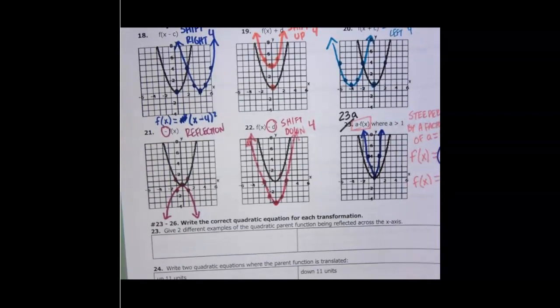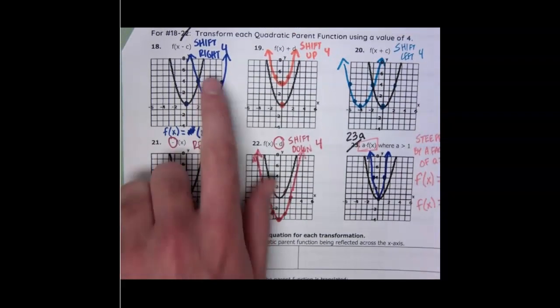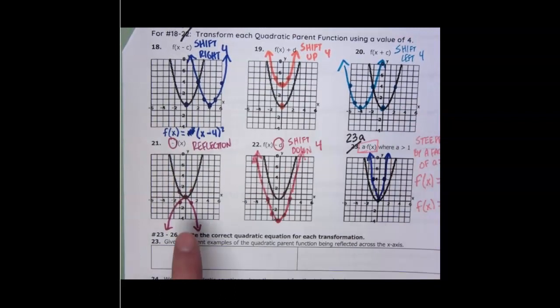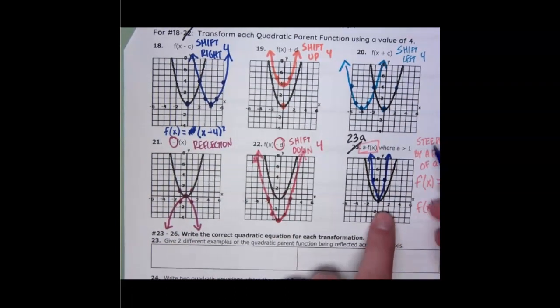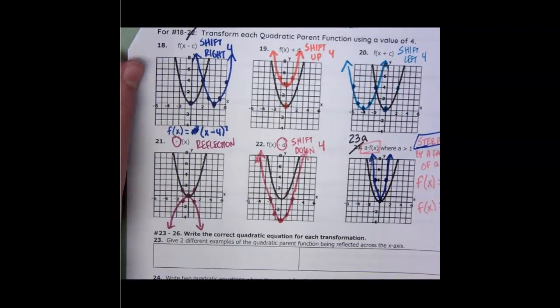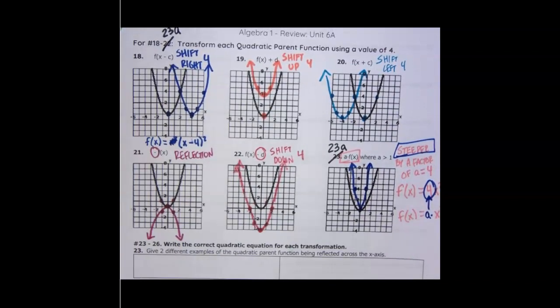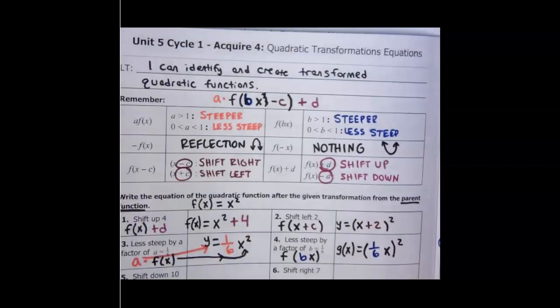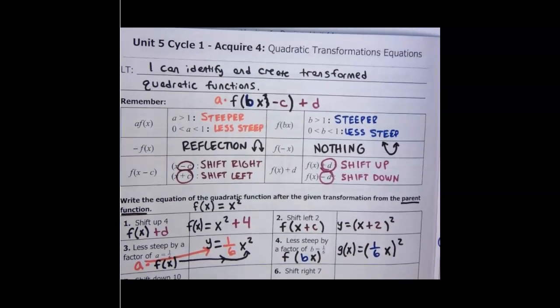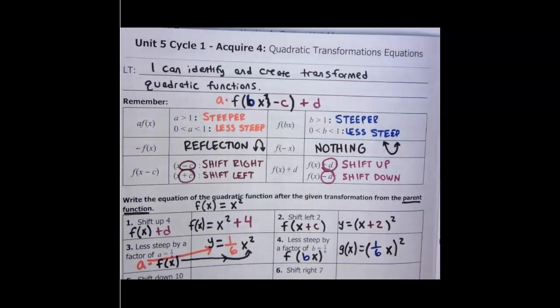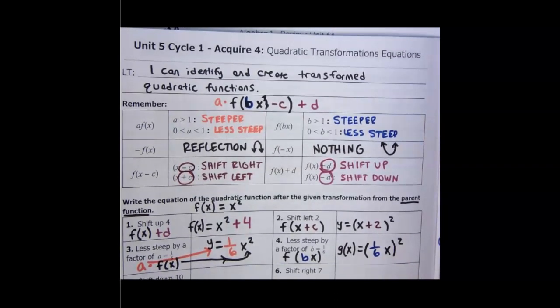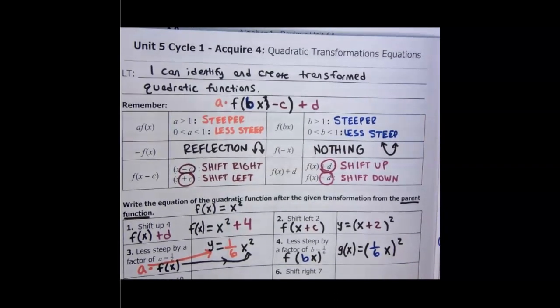So you've kind of seen everything here. You've seen a right, up, left, reflection, down, and then this was steeper specifically, right? So that about covers it. Basically, what it comes down to is using your rules from Acquire 4 to figure out what you need to do. But you need to memorize these. You got to know these. Okay? And that is it.